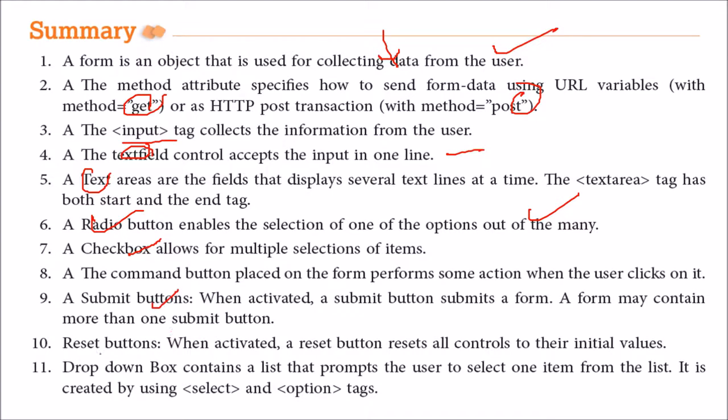Submit button, exactly same. Reset buttons will reset the data. Initial values means the default values or no values. Drop downs give a multiple list, or multiple options coming for the user to select. So the select option will do the task. So this is all about this chapter, forms.